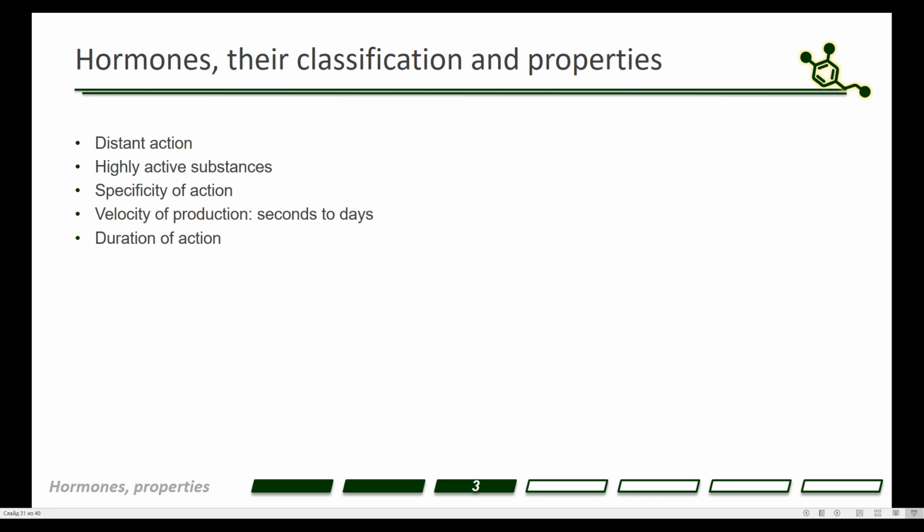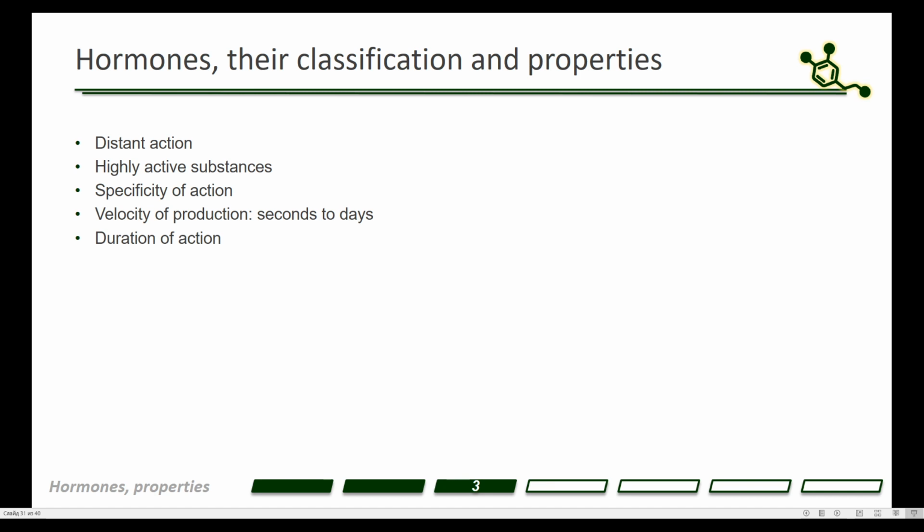These are highly active substances, which means even minute concentrations will produce the effect. Then they have specificity of action, which means insulin will not increase heart rate or cause water reabsorption, but the function of insulin is to control the glucose level. That's the specificity of action.